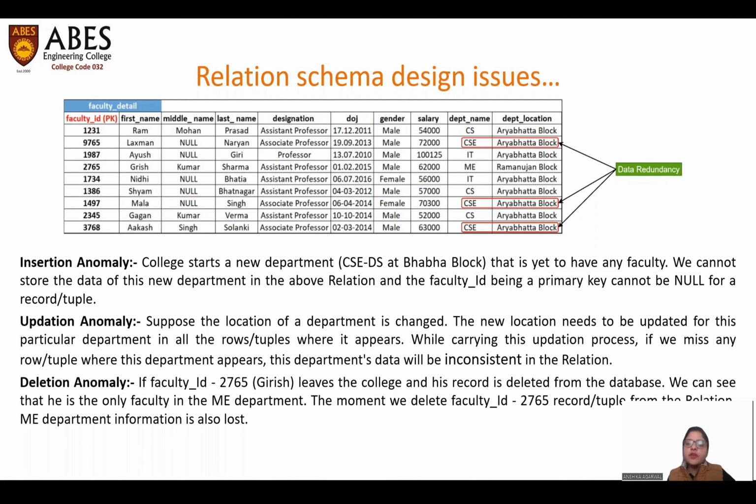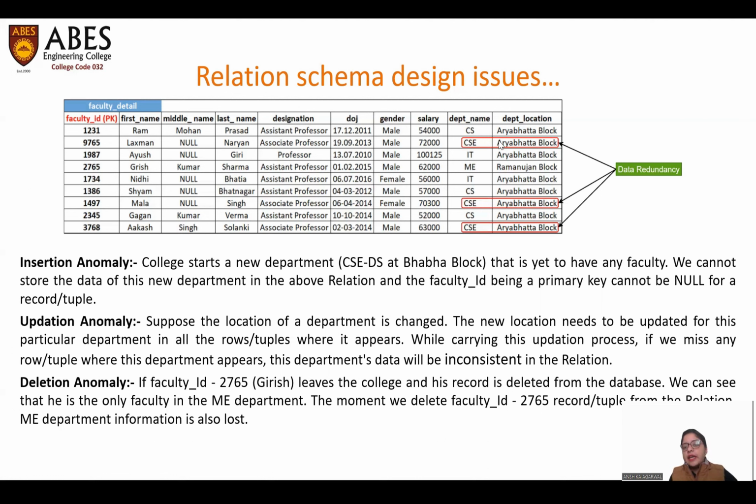Suppose the location of a department is changed. Suppose the CSE department location has been changed from Aryabhatta block to Baba block. Now, the new location needs to be updated for this particular department in all the rows, in all the tuples where it appears. So while carrying out this updation process, if we miss any tuple where this department appears, then this department data will be in an inconsistent state.